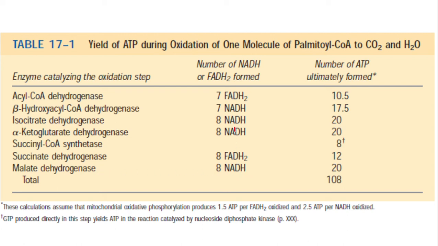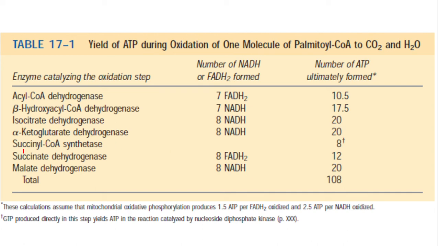And how many acetyl CoA were produced from one molecule of palmitoyl coenzyme A? It is 8. That's why 8 rounds of citric acid cycle, 8 NADH here, 8 NADH here, 8 FADH2 here, and 8 NADH here. Not finished.